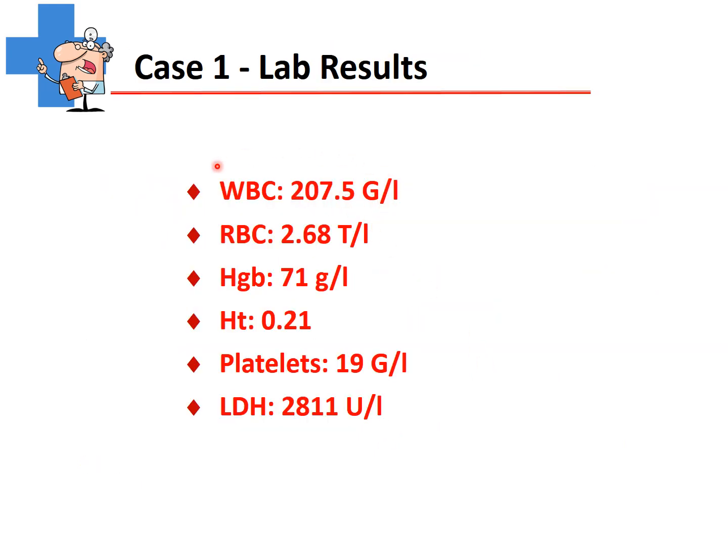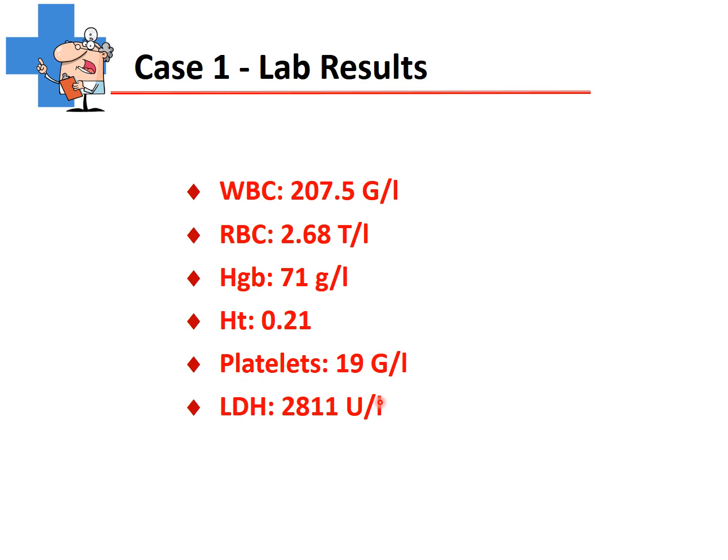White blood cell count tremendously increased, about 200,000 per microliter. So it's a very huge amount of white blood cells. That can cause leukostasis. So if you are not curing this patient, that can cause ischemia in the periphery. Red blood cell count decreased, almost half of a normal value. Hemoglobin 71, less than 120, for sure is anemia. Hematocrit almost half of what you should have. Platelet count 19 giga per liter.